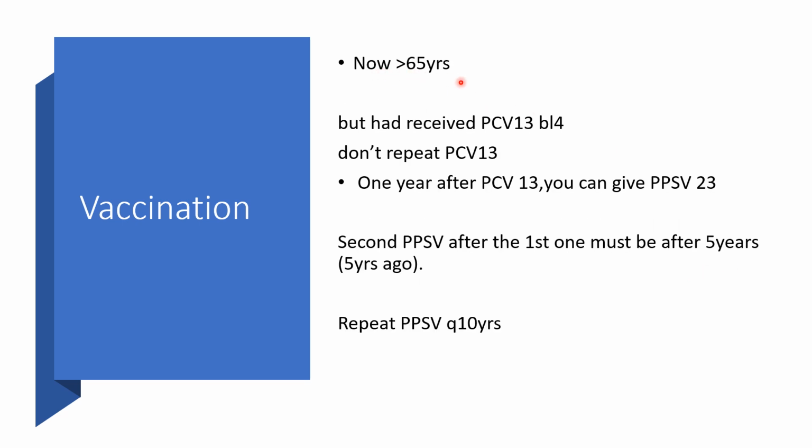If you are greater than 65 years, but you had received the conjugate vaccine before, then we will not repeat the conjugate vaccine in you anymore. At least 1 year after the conjugate vaccine, you will take the polysaccharide, that is PPSV23. You will then continue the series of polysaccharide 23. After 5 years, you take the second dose, and you will repeat the next one in 10 years' time.